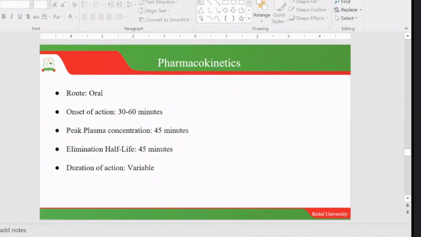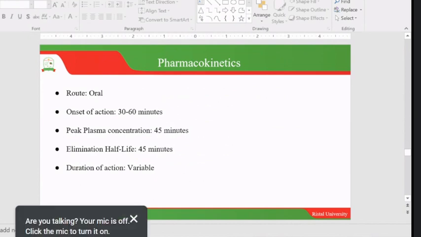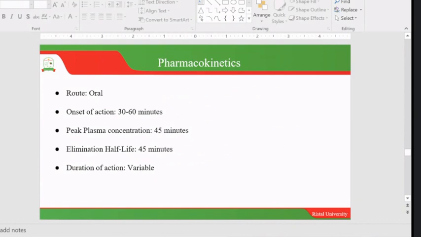Its route is oral, and an onset of about half an hour to an hour is expected. Peak plasma concentration is reached at 45 minutes, and the elimination half-life is also 45 minutes. Its mode of action is variable, dependent on individual factors, or patient-based factors really, I should say. So these are things that we need to always be looking out for.